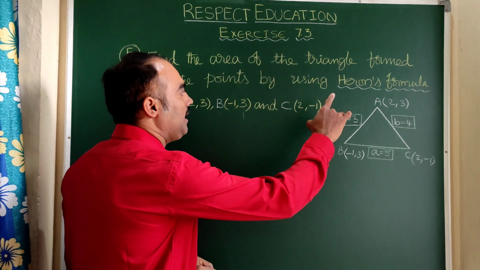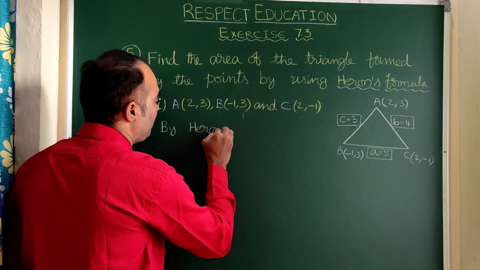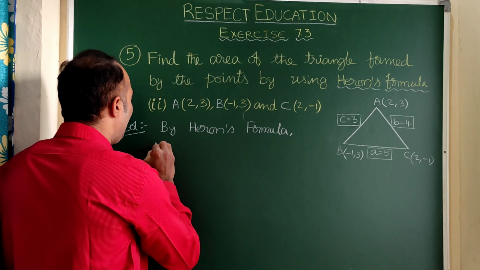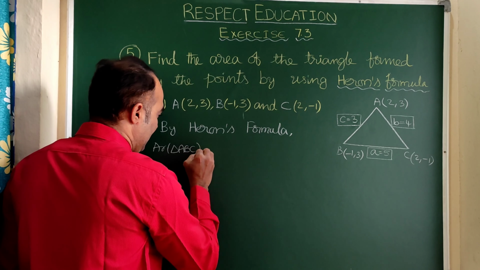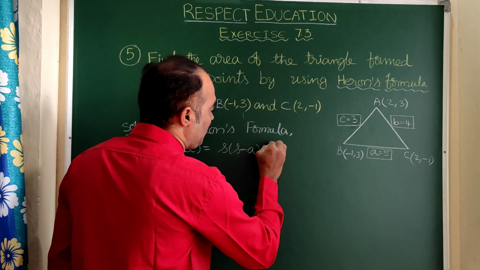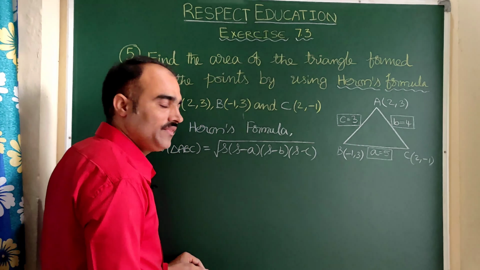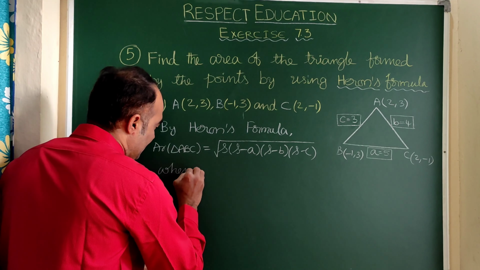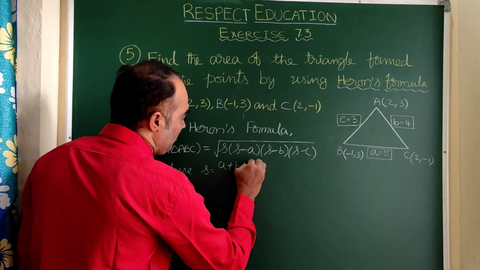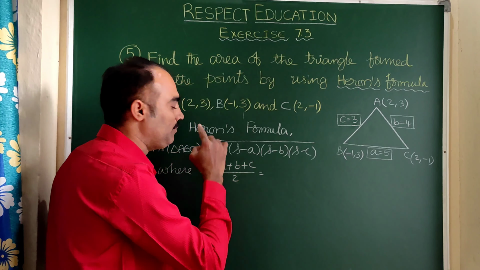This is the time to apply Heron's formula. So here let us write by Heron's formula, area of triangle ABC is equal to square root of S into (S minus A) into (S minus B) into (S minus C), where S is equal to the semi perimeter, meaning (A plus B plus C) by 2.